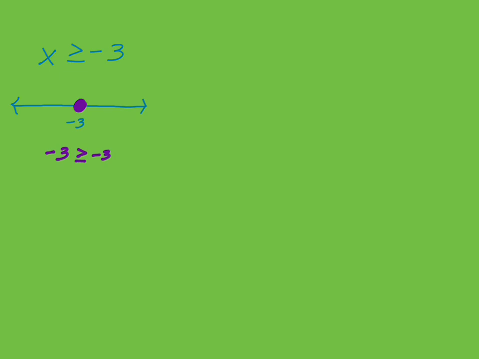Now we want all the numbers that are bigger than -3. Well, all the numbers bigger than -3 are to the right on a number line, so we're going to put some squiggles in to show that. And that's how we graph. Kind of fun. You get to squiggle, squiggle, squiggle.